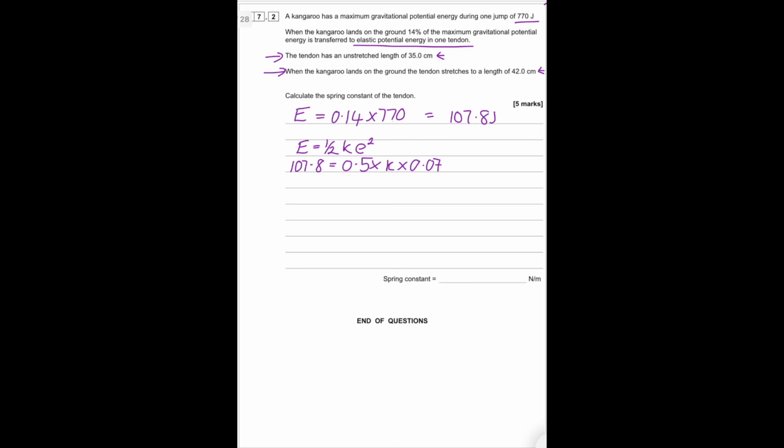So if we do our little calculation there, that means 107.8 joules is 0.5 times 0.07 squared, which is 0.00245 times the spring constant. So the spring constant is going to be 107.8 divided by 0.00245. And if we calculate that out, we get an answer of 44,000 newtons per metre as our spring constant.